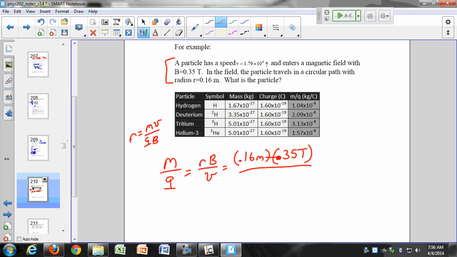Divided by V, which is 1.79 times 10 to the 6th. Generally, the way you accelerate these particles is you put them in an electric field, and depending on the length of the electric field, you can accelerate them to a known velocity. All right, and so if we calculate that, I think it's like 1.04 or something, is that right?